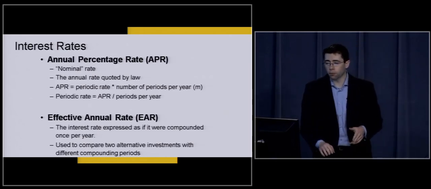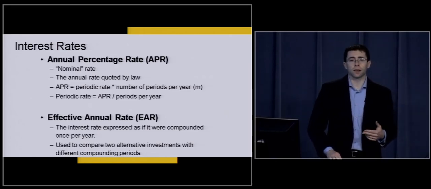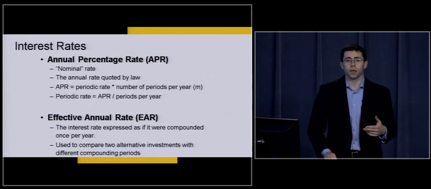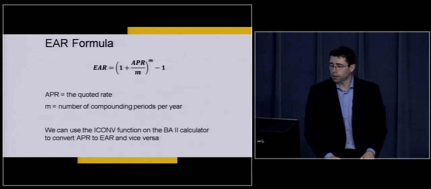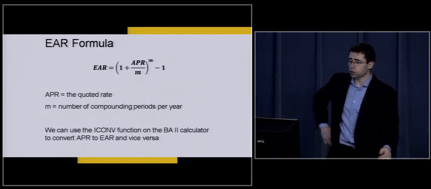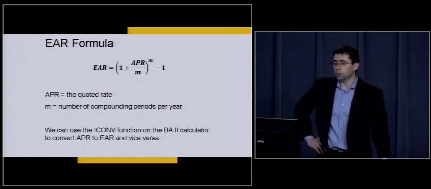It's a very simple formula that allows us to scale up APRs to an effective annual rate. All right, so the formula is this. Our EAR is equal to the quantity of 1 plus our APR divided by the number of compounding periods per year, to the power of the number of compounding periods per year, minus 1.